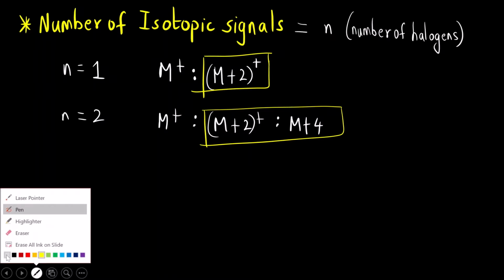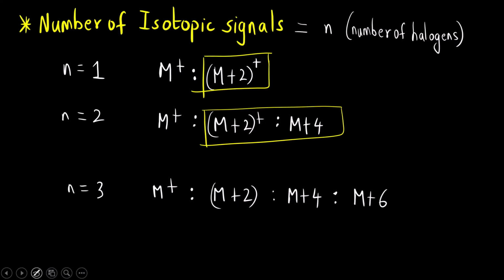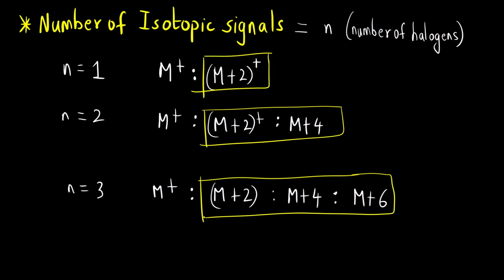Suppose n is equal to 3. For n is equal to 3, what will we get? We will get one peak for the M plus ion and three isotopic peaks, that is the peak for M plus 2, the peak for M plus 4, and then the peak for M plus 6. So now we will understand why there is a difference of plus 2 in all these isotopic signals.